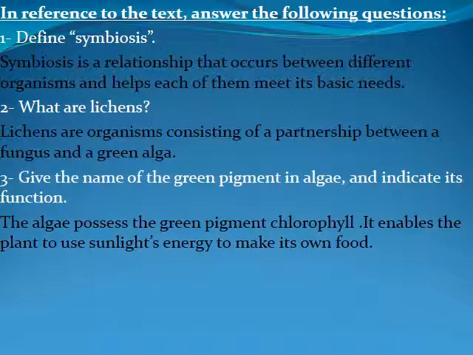So first, what is symbiosis? It is a relationship that occurs between different organisms and helps each of them meet its basic needs. What are lichens? Lichens are organisms consisting of a partnership, meaning a relationship, between a fungus and a green algae. Give the name of the green pigment in algae. It is called chlorophyll. What is its function? Meaning, what is its role? What does it do, Yasireen? It enables the plant to use sunlight's energy to make its own food.